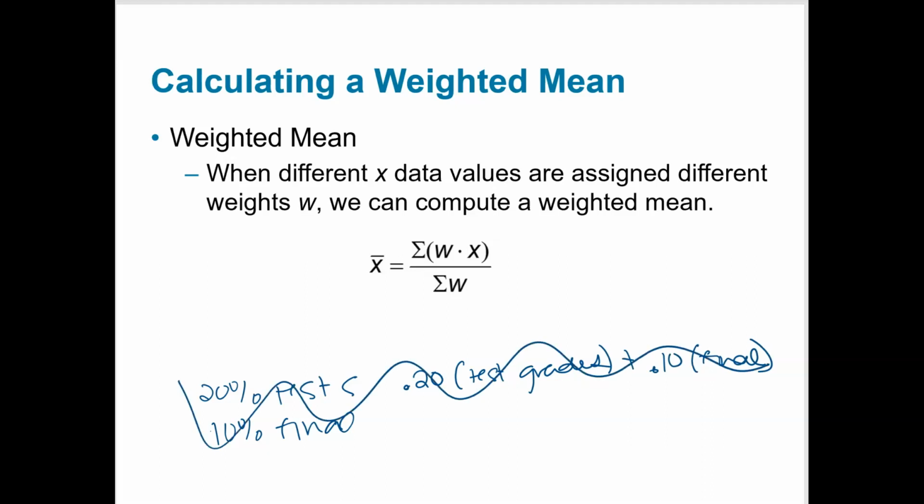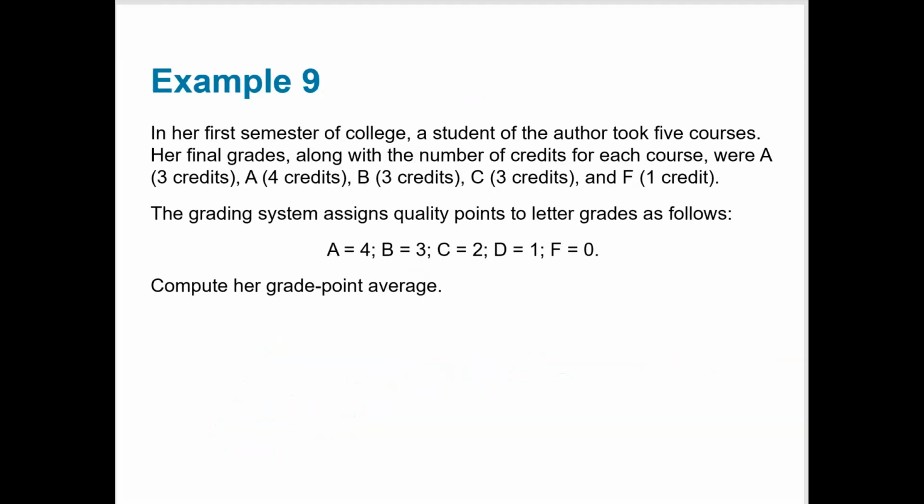So when different x values are assigned different weights, we can compute the mean by multiplying each weight by the data value, that's your test score, and then divide by the sum of the weights. So normally, like in a class, it would be 100. Let's look at this example here.